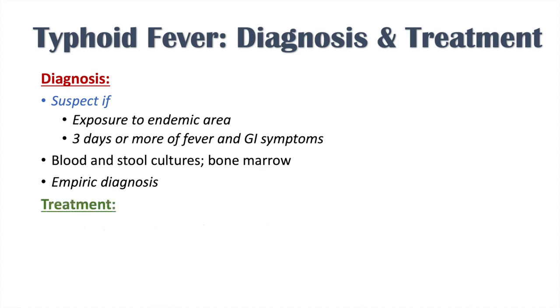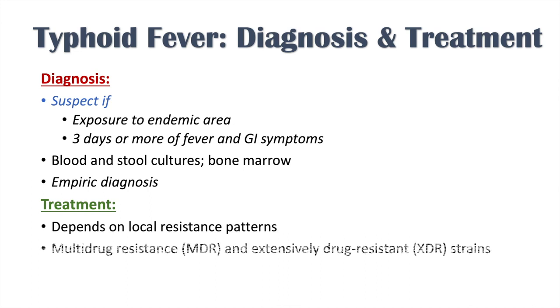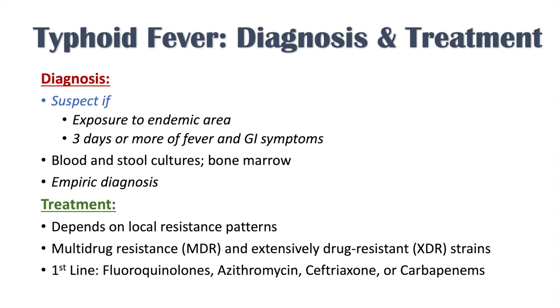And the treatment of typhoid fever depends on local resistance patterns. So in some parts of the world, you're going to have different strains of Salmonella typhi or paratyphi. There could be multi-drug resistance or MDR strains, or even extensively drug resistant or XDR strains of this bacteria. And that's going to change which antibiotic you're going to use. Generally speaking, the first line of antibiotics that you're going to use for typhoid fever include fluoroquinolones, azithromycin, ceftriaxone, or carbapenems. And for severe illness, you might want to add on a steroid like dexamethasone.